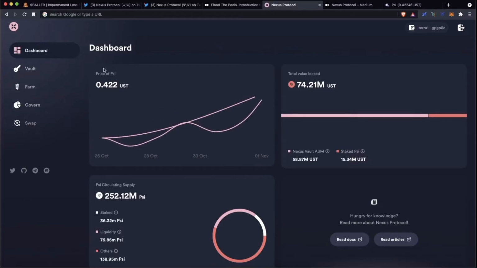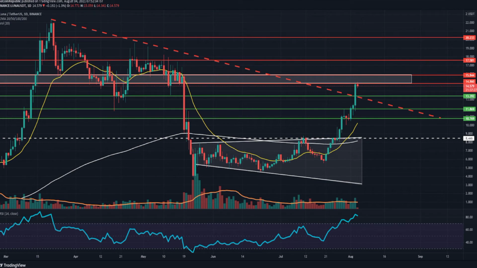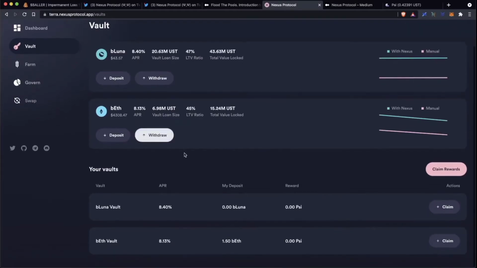Nexus's concept was conceived during the brutal crypto market downturn in May of last year, when bLuna liquidations accelerated into a cascading wave. This applied downward pressure on the Luna price and caused several exogenous effects on Terra. Therefore, Nexus promises to solve this by offering Anchor and Mirror vaults.